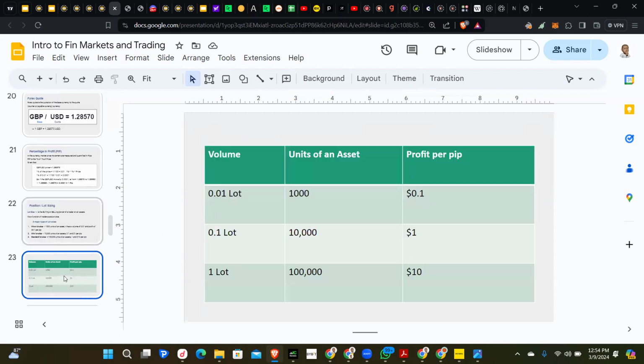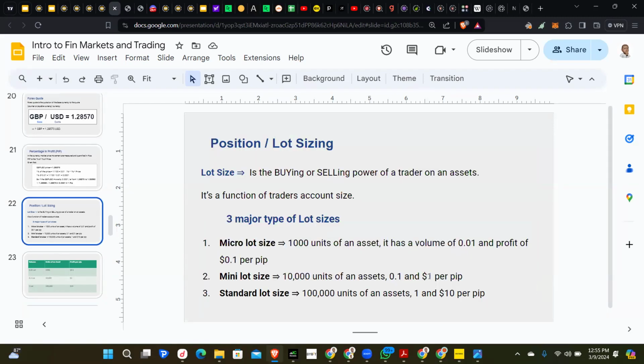Now, this is where the confusion comes for most new traders. When they look at this profit per pip, they are saying, okay, since if I'm on 1 lot, I'll be making $10 per pip, someone with $100 can start trading 1 lot. That is you over-leveraging. We will still do more on leverage, especially in the risk management session, but I will introduce leverage here. But you should always know that the lot size you are going to use is going to be a function of your account size. So that's why I say it's a function of the trader's account size.